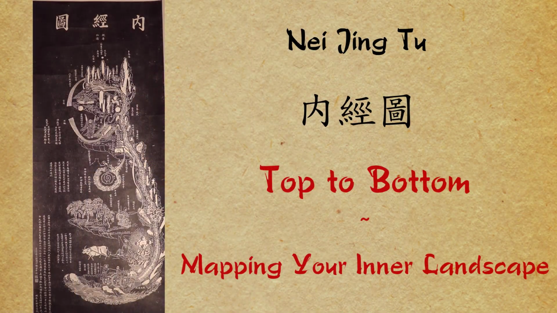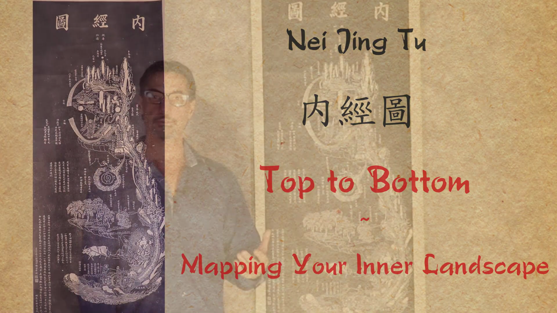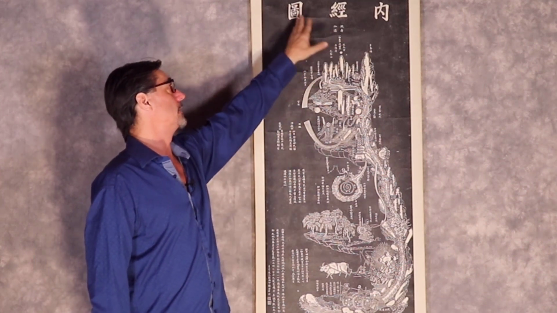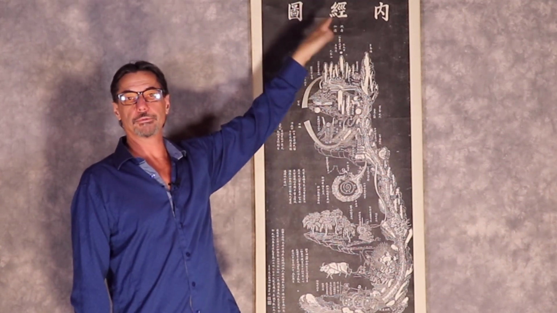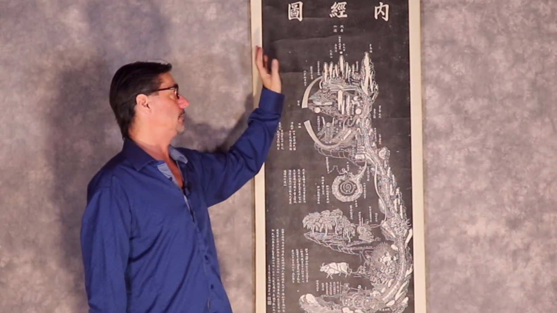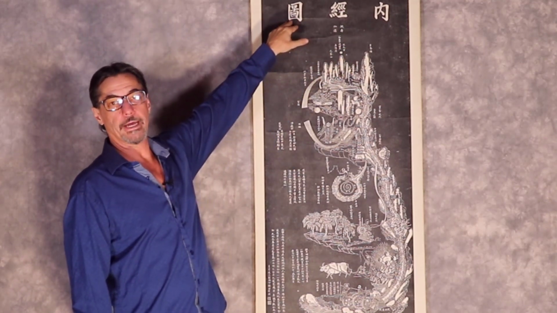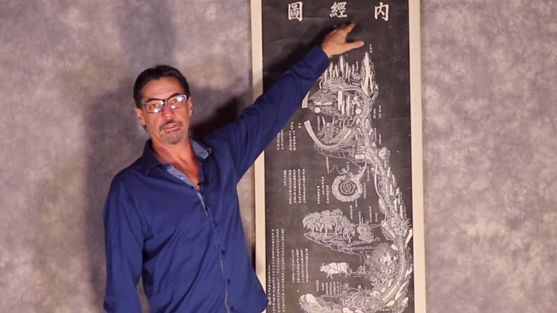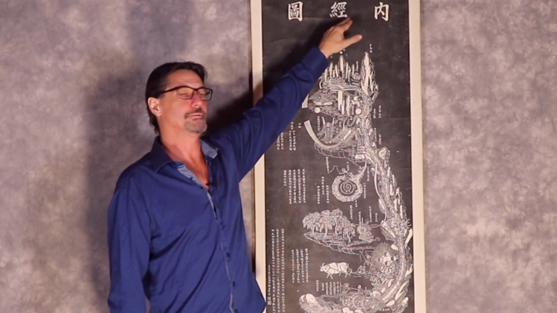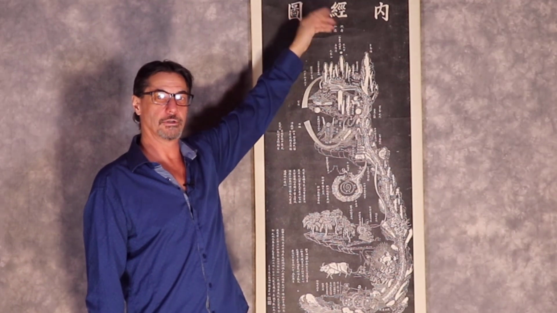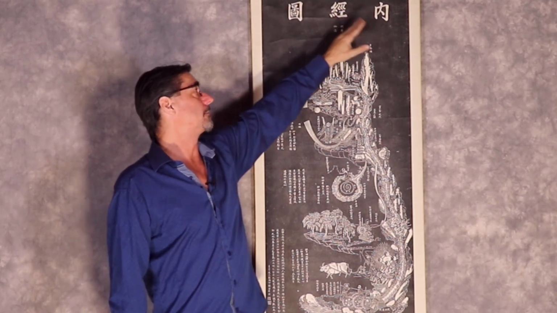Jing can mean a classic, like a book. It can mean your meridians. It can mean the fabric of space-time. It can mean the pathways on any kind of map, or in the topography of a landscape and things like that. And Tu just basically means diagram, map, scroll, or something like this. So the Nei Jing Tu is a scroll, map, or diagram of the pathways, energy systems, fabric of space-time as you experience it as an embodied, conscious, life form.